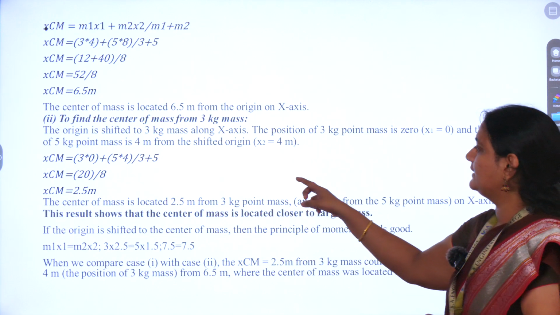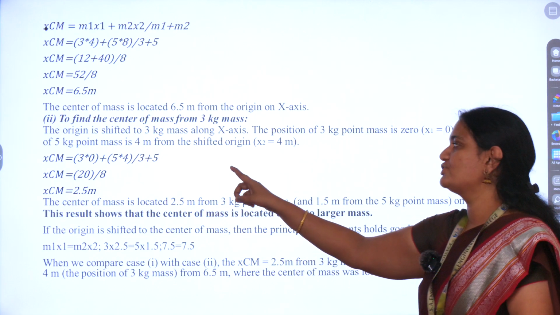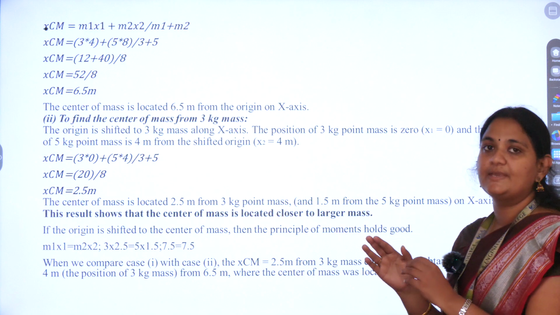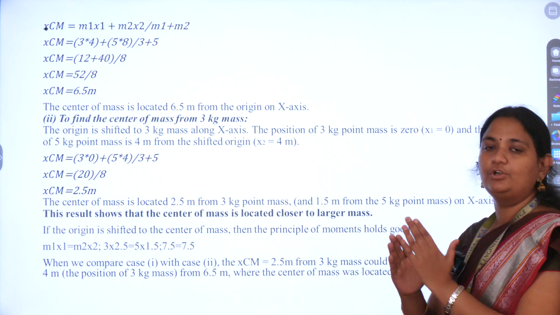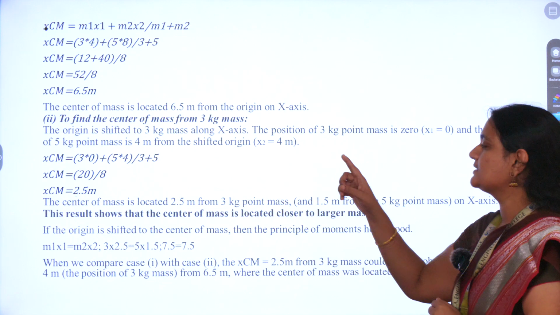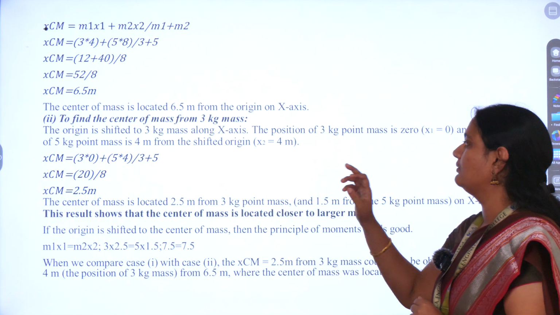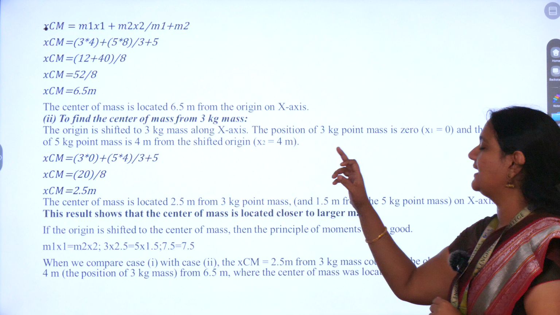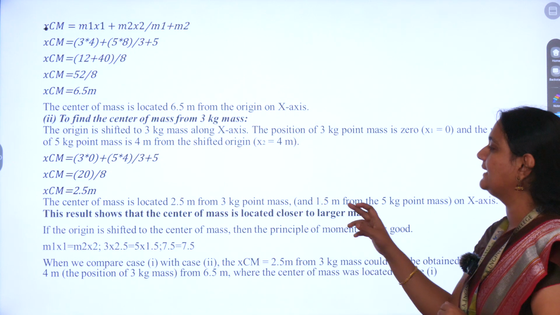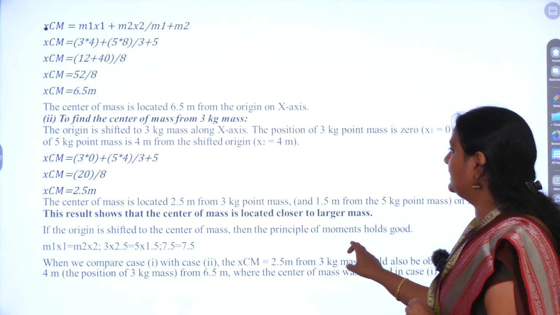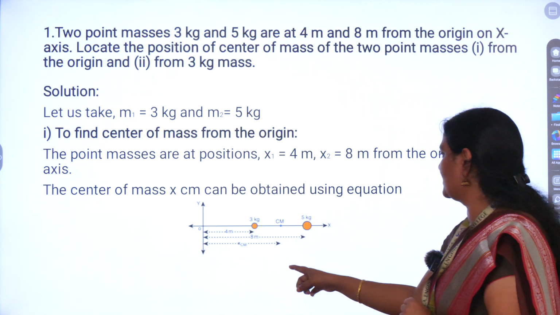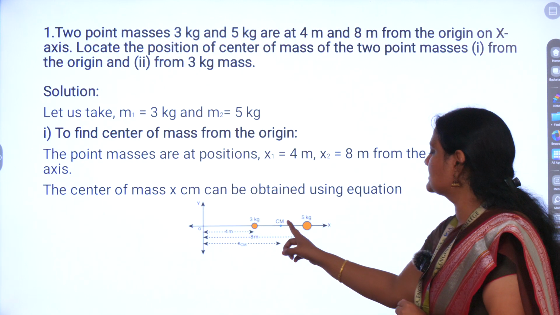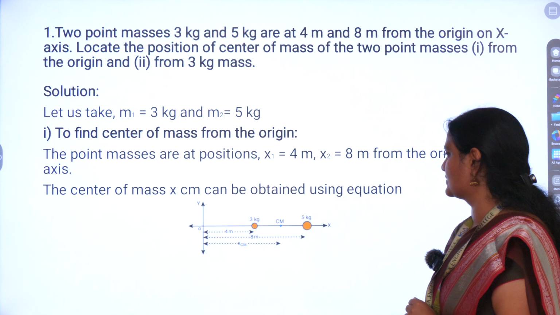Now you substitute it here, 3, the mass of the first object. There is no centroidal distance since we have shifted the origin from the 0 to 3 kg's position. So the x1 value is 0, m2 value is 5 and x2 value is 4. You substitute, you are getting it as 2.5. Now when you go to this equation, you can find it is at a distance of 2.5 from this position.